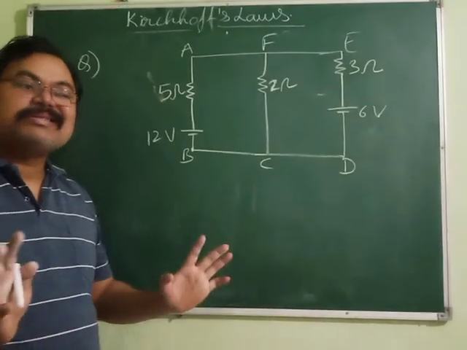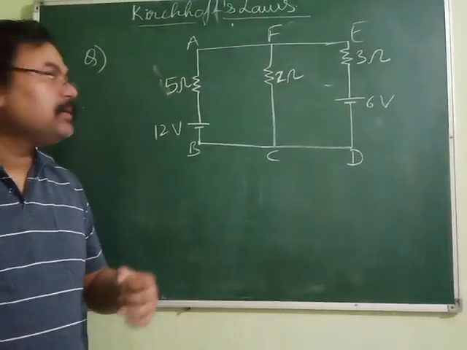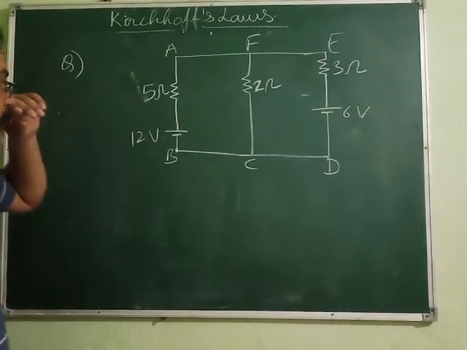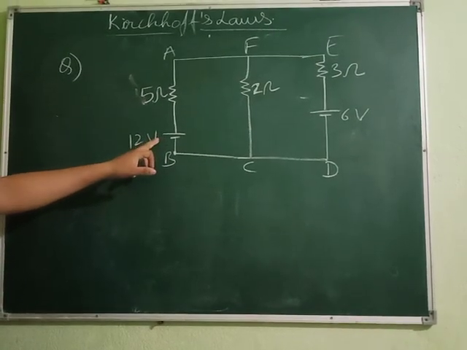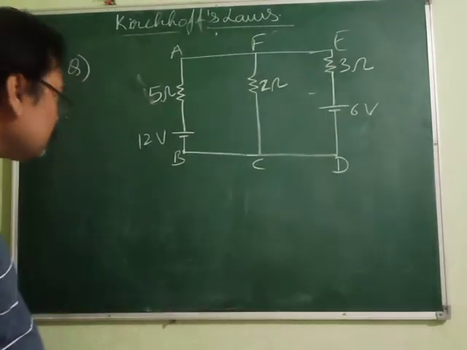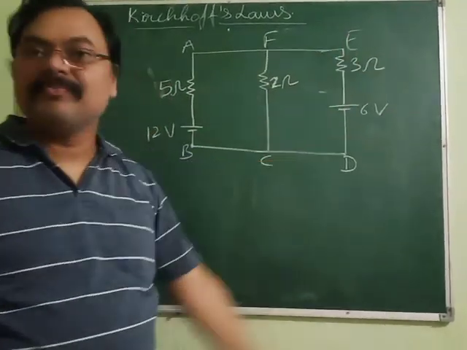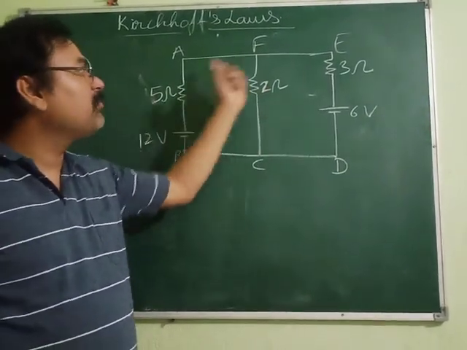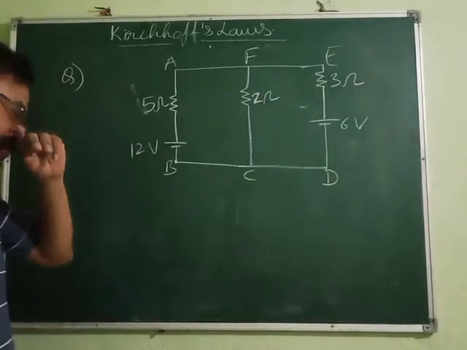In order to understand the applicability of Kirchhoff's rules, or laws, let us take a question. Say this circuit. It has two batteries, one of EMF 12 volt and the other of EMF 6 volt. It has three resistors: 5 ohm, 2 ohm, and 3 ohm. How many loops are there? One loop, two loops, and that whole as one loop. So three loops are possible.